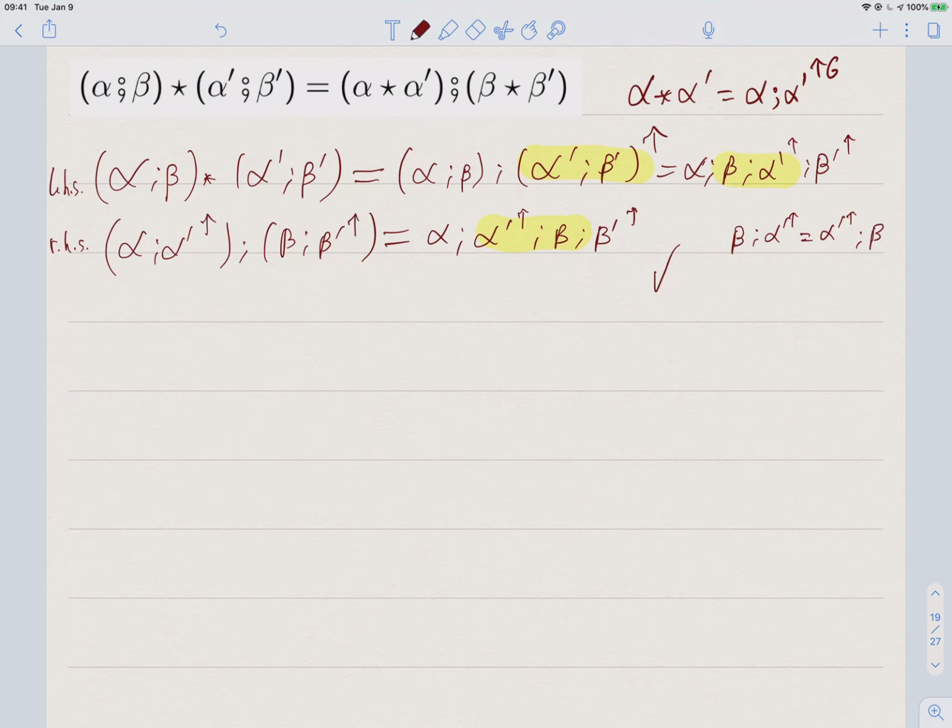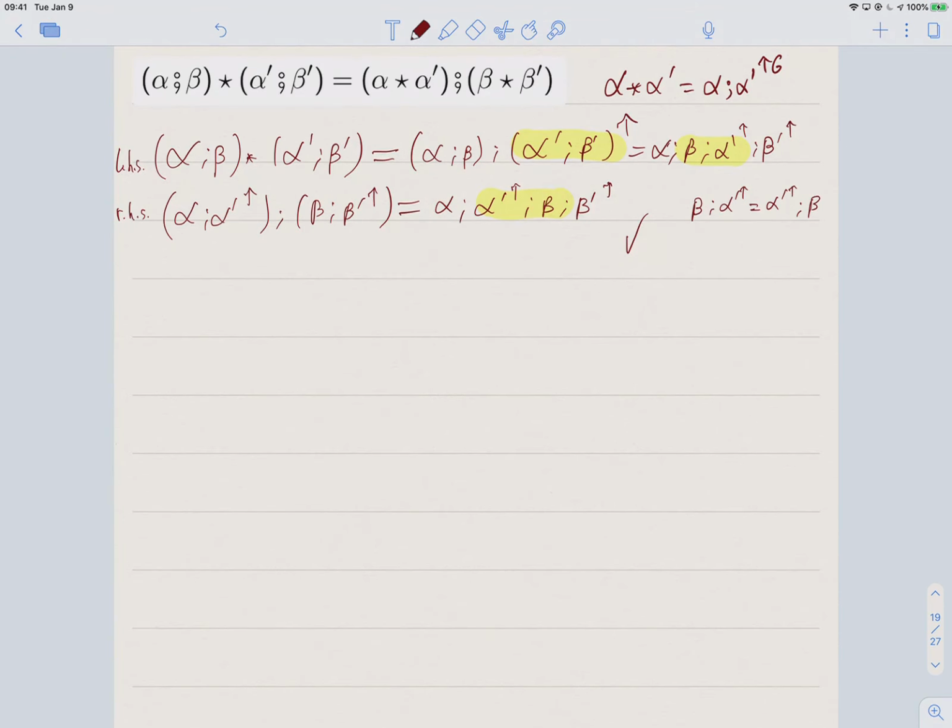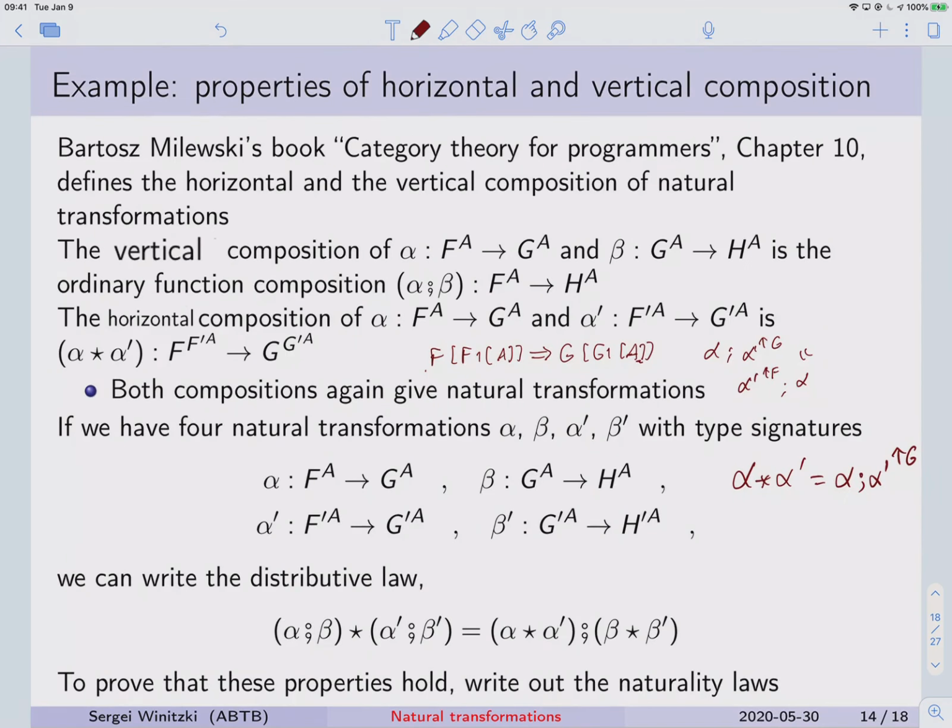In a very similar way, we prove naturality laws for the horizontal and vertical composition. Let me just do the horizontal composition. To prove that the horizontal composition is again a natural transformation, let me assume that I have some alpha, which is, as I had in the previous slide, alpha is f to g, and alpha prime is f prime to g prime.